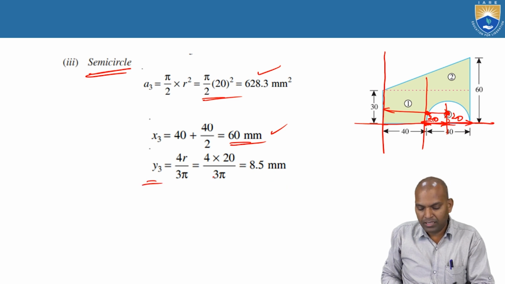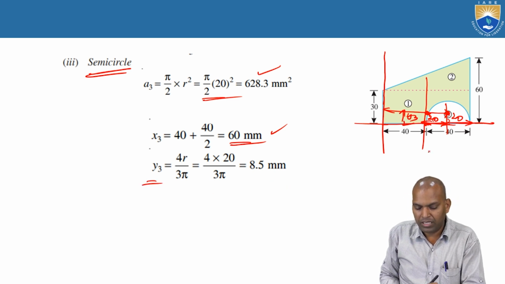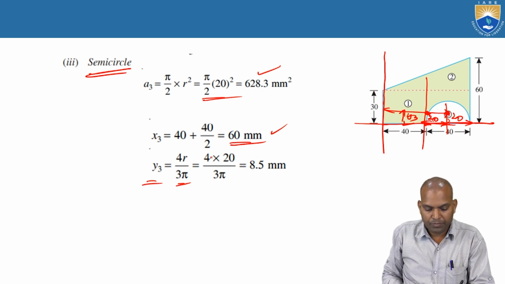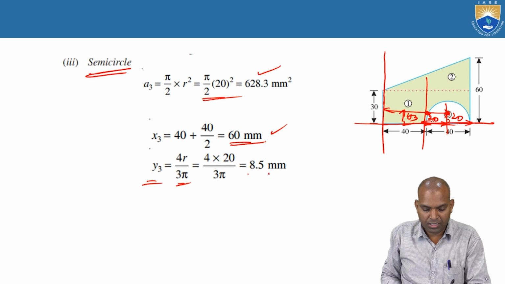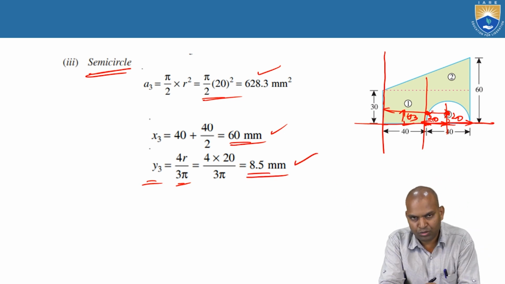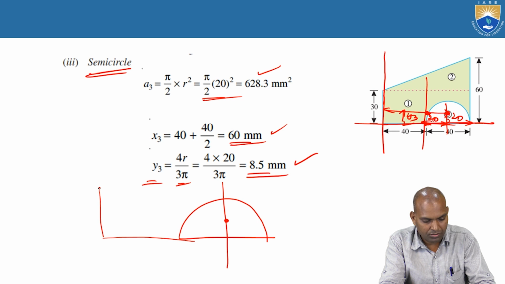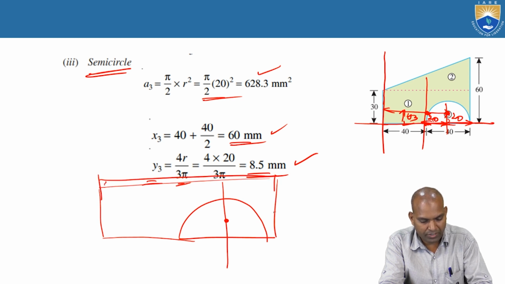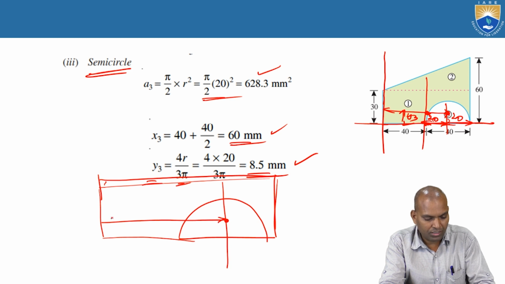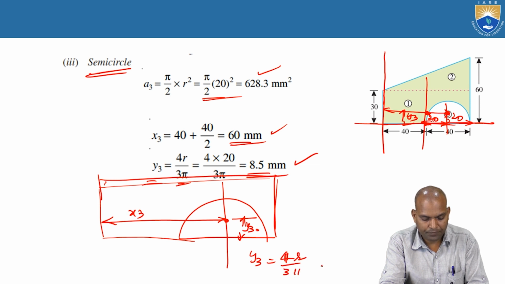What about y3? y3 means this is the vertical distance. y3 equal to 4r by 3 pi. 4 by 3 pi times r, 20 millimeters. That is 8.5 millimeters. Very simple, don't get any confusion here. For a semicircle it is like that. This is the portion we are having here. From here to here is x3, and here to here is y3. If you go and study, y3 is 4 times r by 3 pi.